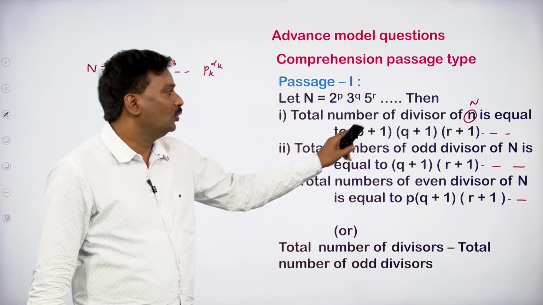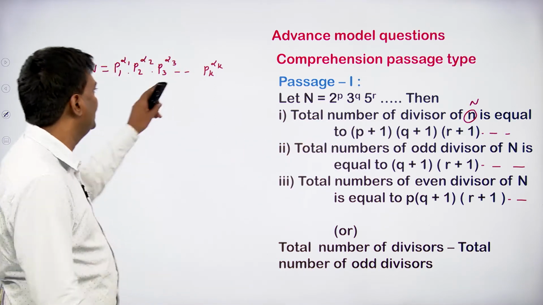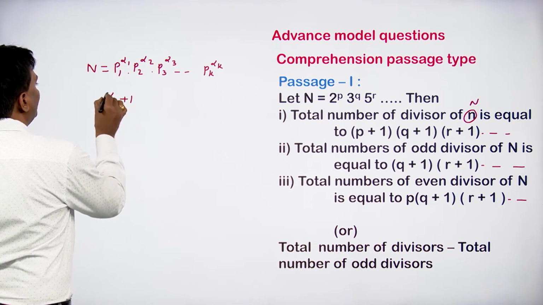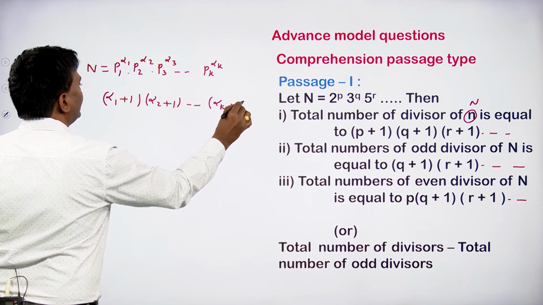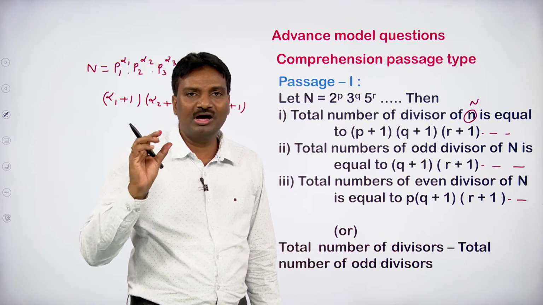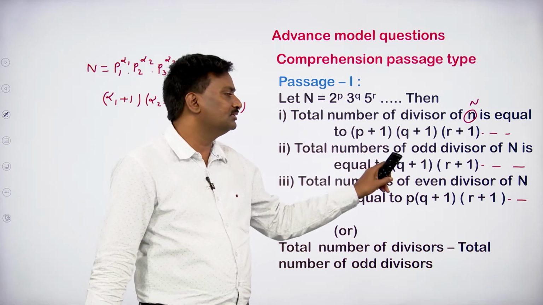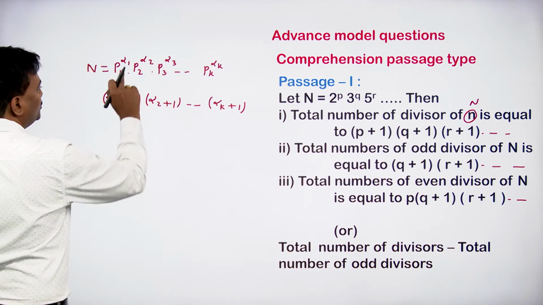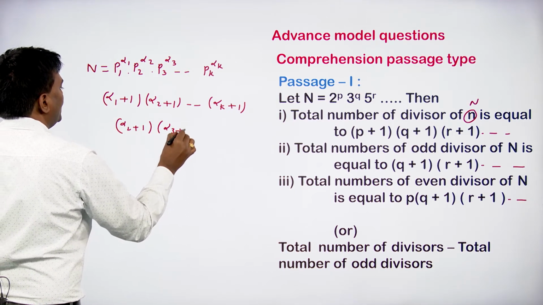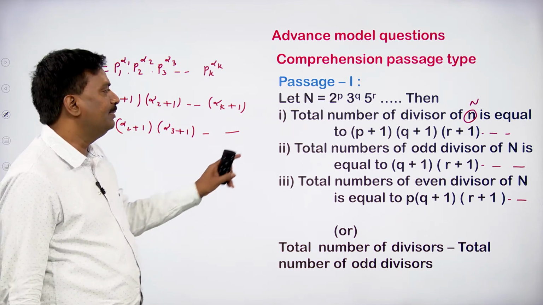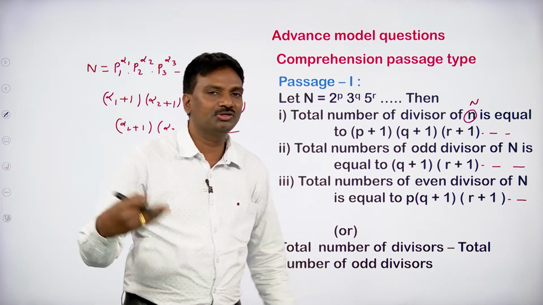Now, the total number of divisors of n is equal to p plus 1 into q plus 1 into r plus 1. Here we can take that as alpha 1 plus 1 into alpha 2 plus 1 into so on alpha k plus 1. But in the passage, in place of alpha 1, alpha 2, alpha 3, we have p, q, r, so on. The total number of odd divisors of n means we have to take alpha 2 plus 1 into alpha 3 plus 1 into so on. But here in place of alpha 1, alpha 2, alpha 3, we have p, q, r. Then we can take q plus 1 into r plus 1 into so on.